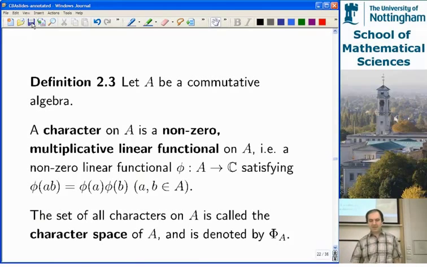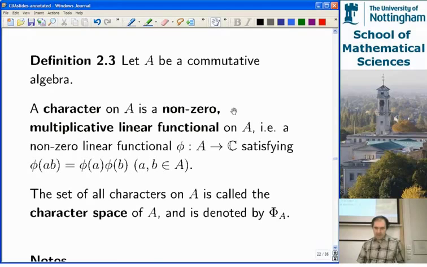Okay, so now, finally, we can tell you what a character is. It's a non-zero multiplicative linear functional, or in other words, a linear functional that preserves products, but it mustn't be the zero linear functional because that's boring. So obviously the zero linear functional does preserve products, but it's not interesting to us. So we only want a non-zero one.